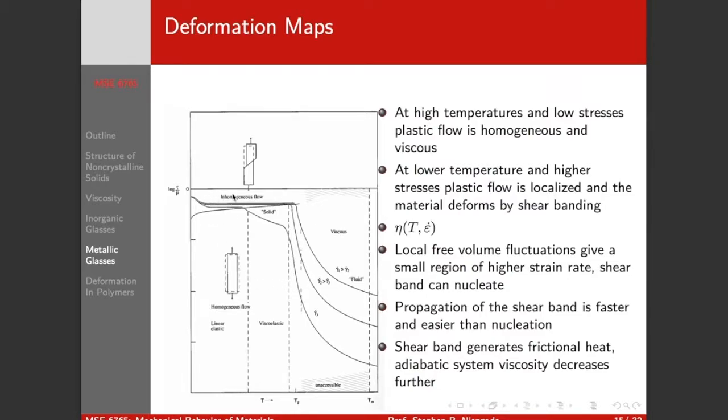At any reasonable stress or temperature composition, the material will deform by shear banding. The flow becomes very localized, right? And we're in a non-Newtonian regime, right? So our viscosity is going to depend both on our temperature and our strain rate and our free volume.